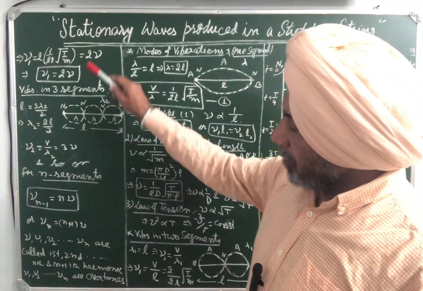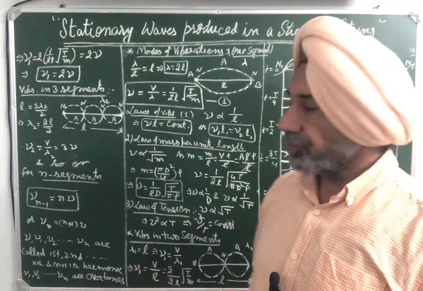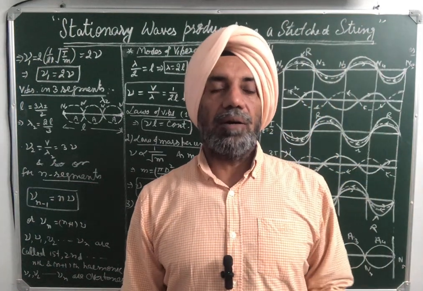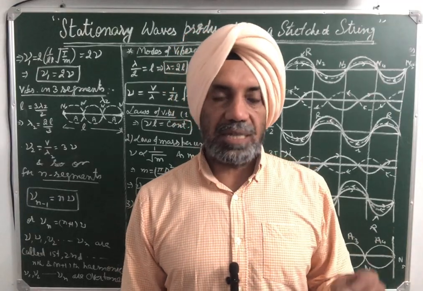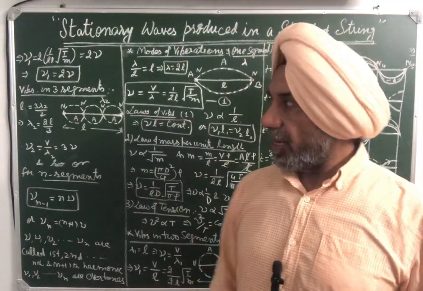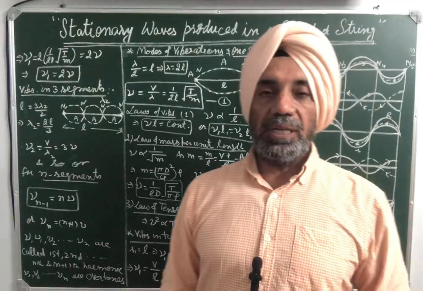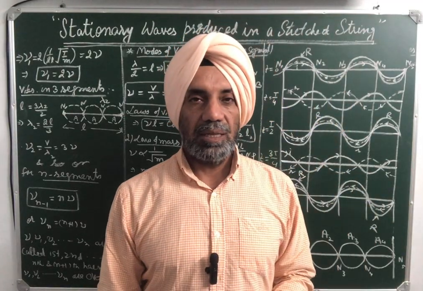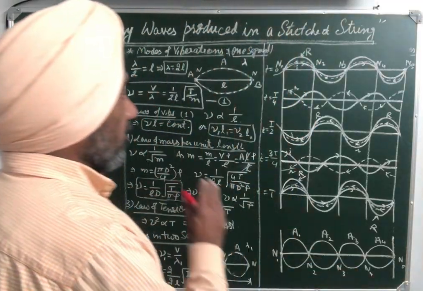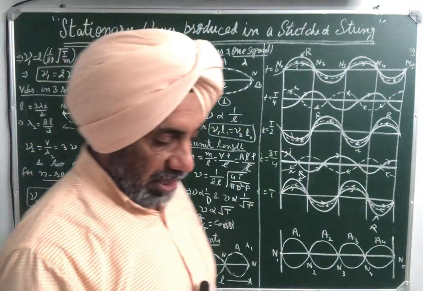You can say that the harmonics are integral multiples of the fundamental frequency. So harmonics produced in a stretched string or a wire are integral multiples of the fundamental frequency or first harmonic. So this is all about standing waves or stationary waves produced in a stretched string.